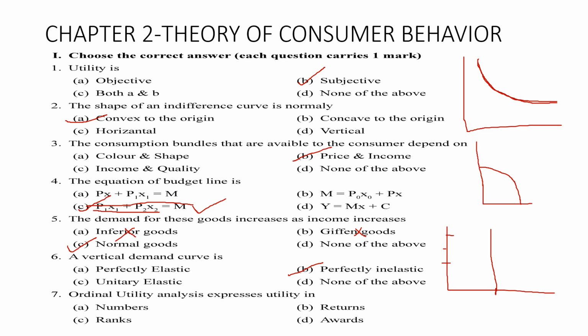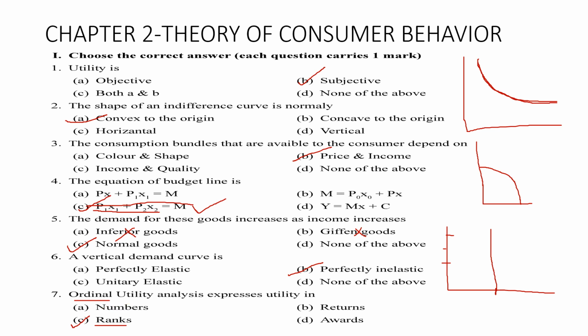Then seventh one, ordinal utility analysis expresses utility in dash. Ordinal means order or ranking. So it expresses utility in ranks. C is our answer. If it was asked cardinal utility analysis expresses utility in, numbers will be your answer. Cardinal utility measures utility in numbers, whereas ordinal utility measures in the ranks only. So right now your answer is what?